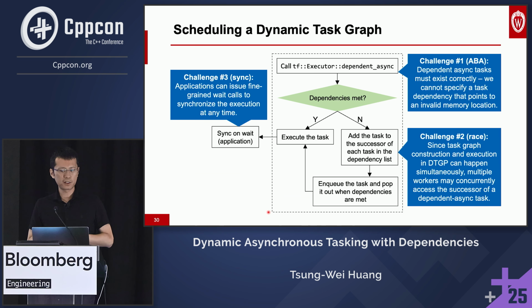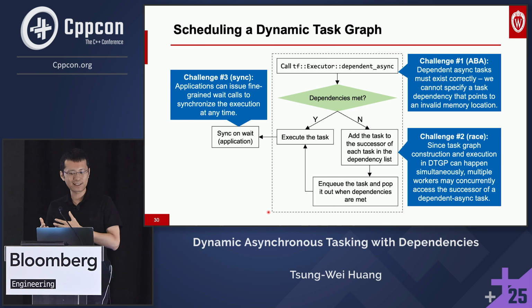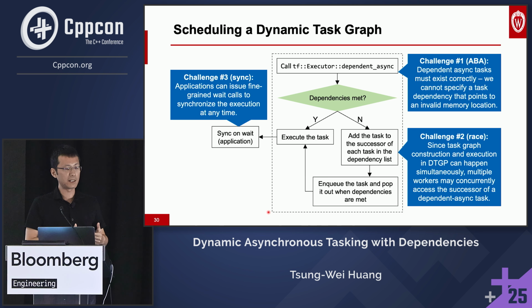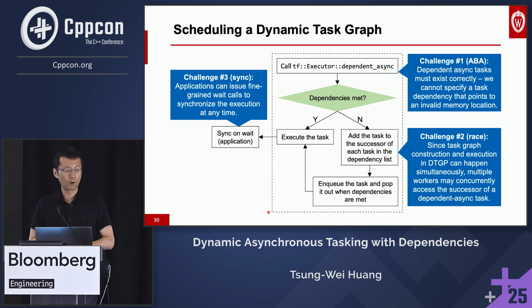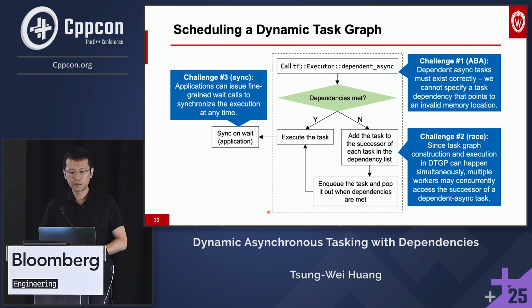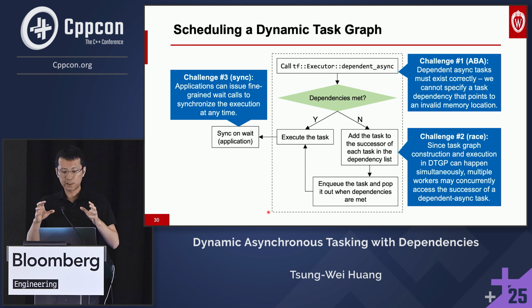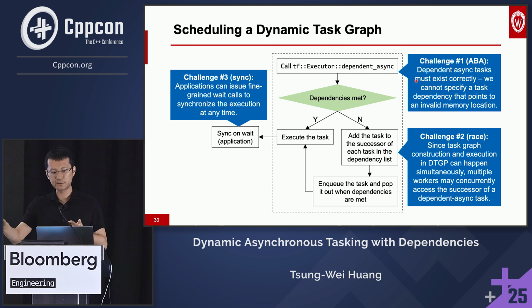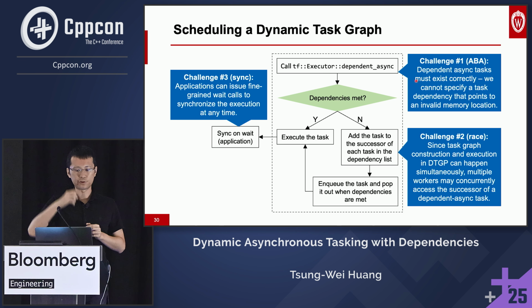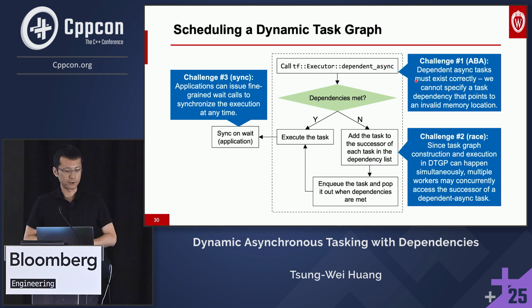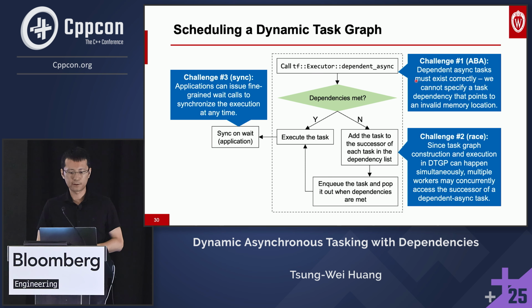Instead, I am going to focus on how we schedule a dynamic task graph atop this work stealing facility in Taskflow. And there are 3 major challenges we want to overcome. Number 1 is ABA. Dependency tasks must exist correctly. When you specify a dependency during the creation of an asynchronous task, you must guarantee that the dependency points to the right memory location. This is the first challenge, ABA.